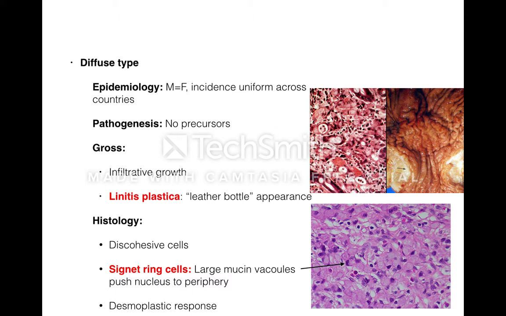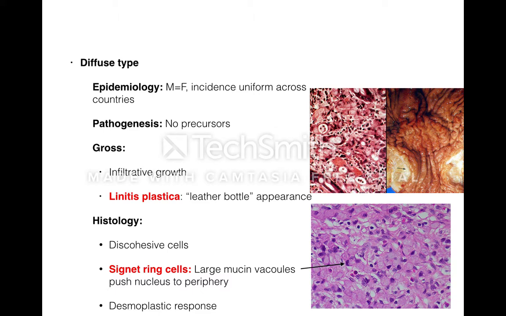This is known as linitis plastica, where the stomach takes on this leather bottle appearance due to a desmoplastic reaction that stiffens the wall. These tend to also have an infiltrative growth pattern. So instead of getting one large mass, it's just diffusely thickened and enlarged.